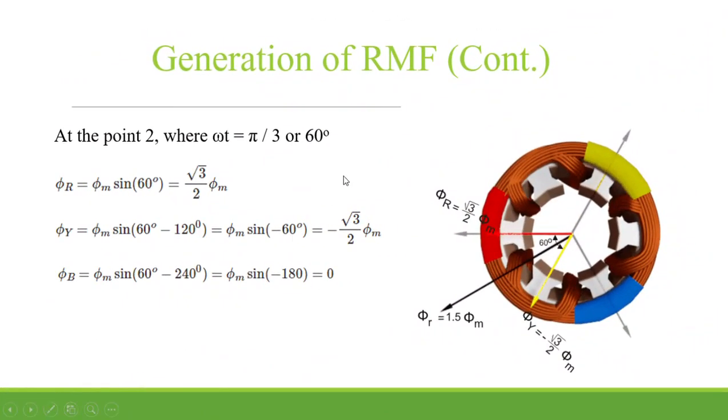Now for 60 degree at point 2. Again we need to calculate phi r, phi y and phi b. So we are getting the values of phi r as root 3 by 2 phi m, phi y as minus root 3 by 2 phi m and phi b as 0. So here we are drawing phi r as root 3 by 2 phi m, then phi y as minus root 3 by 2 phi m. So minus means again 180 degree shift. Then phi b is 0. So again this is grey line, no blue line is shown.